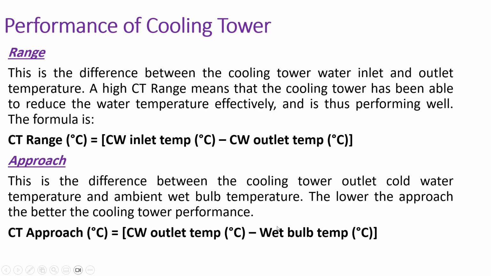Performance of cooling tower. Range is the difference between the cooling tower water inlet and outlet temperature. So this is the difference between the two temperatures, the inlet temperature and the outlet temperature. A high CT range means that the cooling tower has been able to reduce the water temperature effectively and is thus performing well. The formula is inlet temperature minus outlet temperature. And the approach is the difference between the cooling tower outlet cold water temperature and ambient wet bulb temperature. The lower the approach, the better the cooling tower performance.